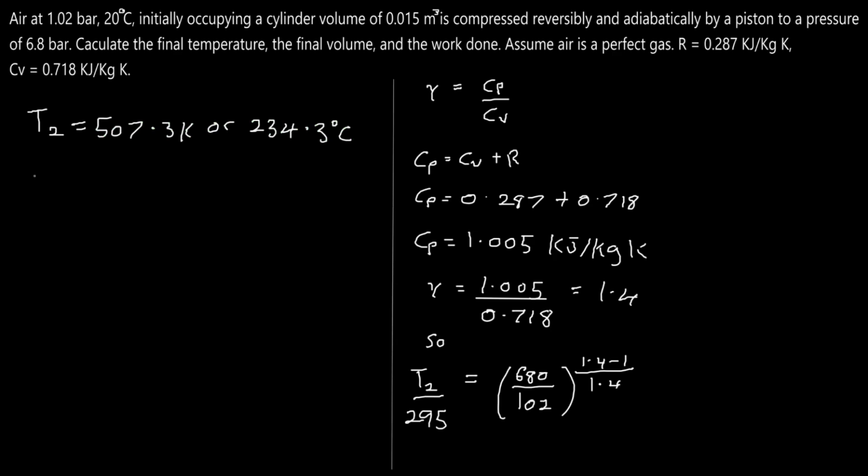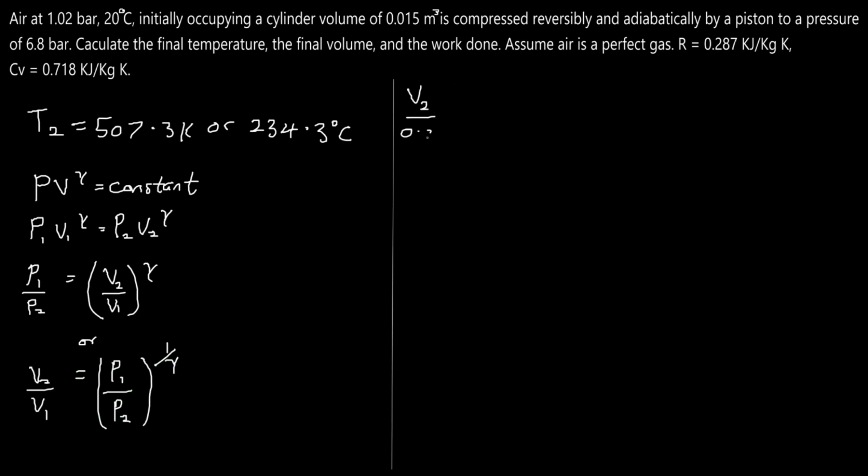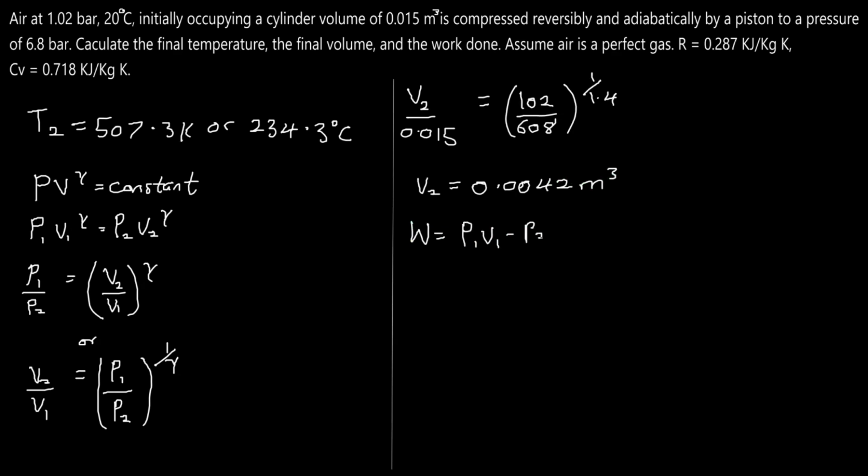To find the final volume, we can use the PV relationship. So we can write P1 divided by P2 equals V2 divided by V1 to the power of gamma, or V2 divided by V1 equals P1 divided by P2 to the power of 1 over gamma. Substituting all our known values, we obtain V2 as 0.0042 meters cubed.